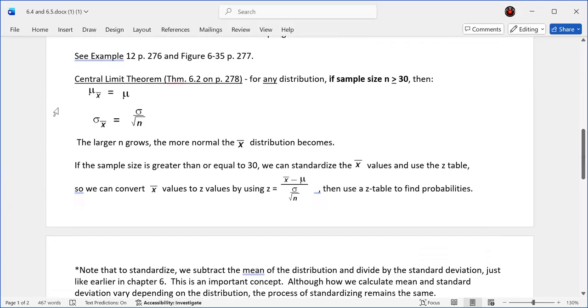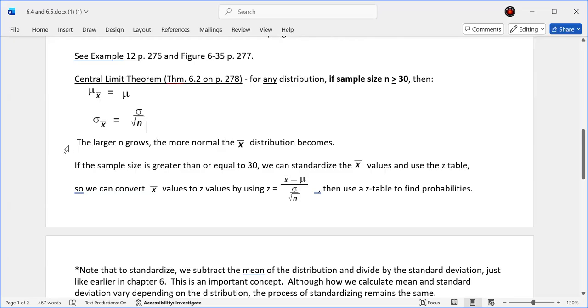The central limit theorem, theorem 6.2 in this textbook, is a pretty powerful theorem because for any distribution, if the sample size is n greater than or equal to 30, then the mean of your X-bar distribution, your sampling distribution, is going to equal the mean for the population mu, and sigma for your X-bar distribution, sigma with the little sub X-bar here, is going to equal the population standard deviation sigma divided by the square root of n, right?